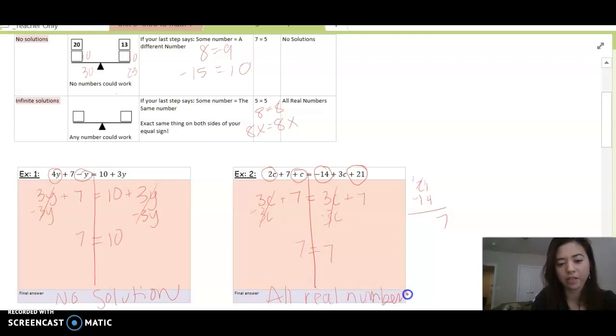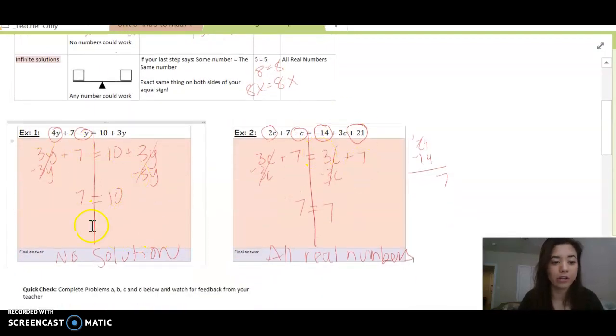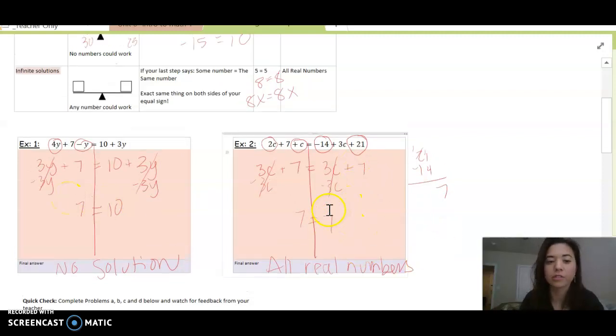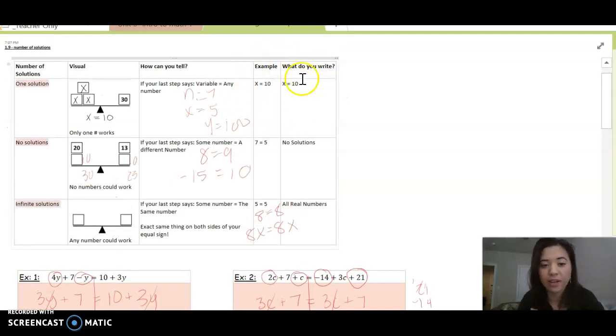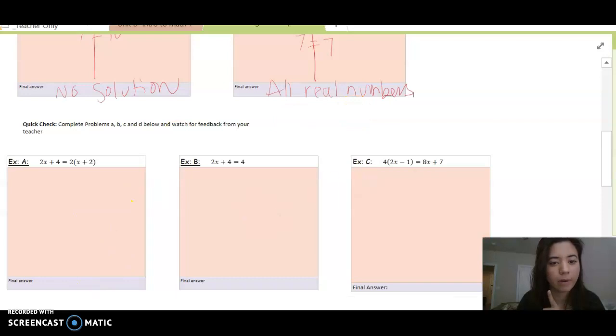So what that means is that no matter what number you plug in for c, you're going to get a number equals a number. No matter what number you plug in, you're going to end up with a true statement. Okay? So again, if you get two different numbers on both sides, no solution. Same number on both sides, all real numbers. And then the last one was what we've been doing. X equals something. That just means there's one number that you can plug in that gives you a solution. So one number.